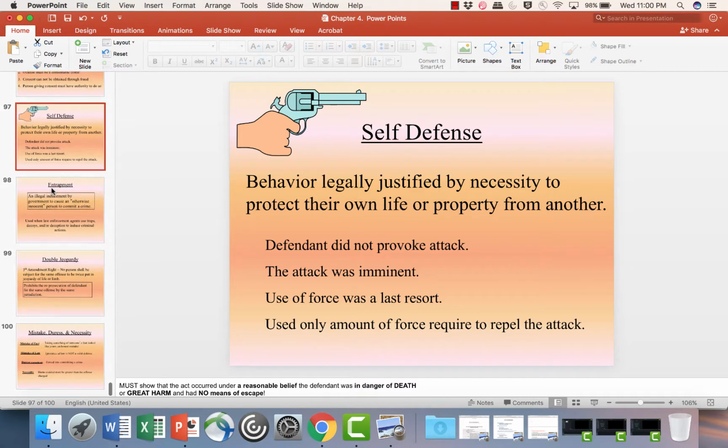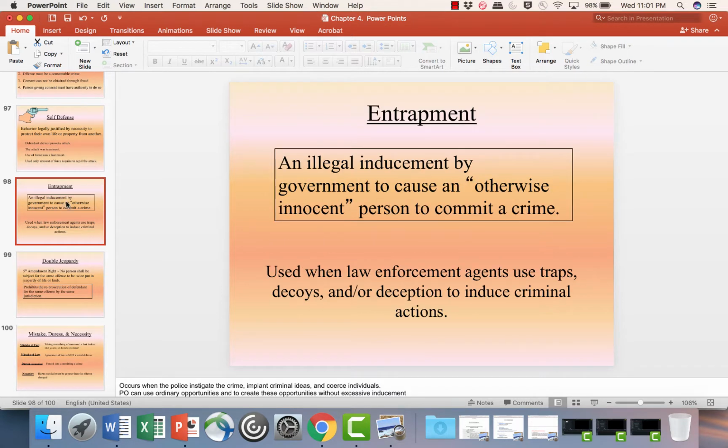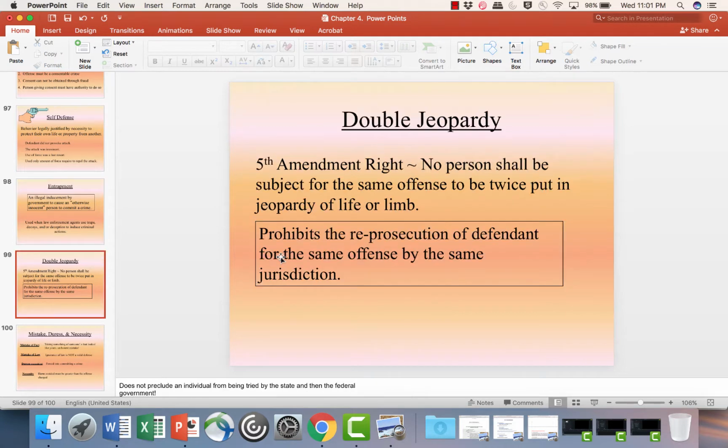Self-defense is behavior legally justified by necessity to protect their own life or property from another. The defendant didn't provoke the attack. The attack was imminent. Use of force was a last resort, and only the amount of force required to repel the attack was used. Entrapment is another legal defense, and this is simply saying that the government caused an otherwise innocent person to commit a crime. It's used when law enforcement agents use traps, decoys, or deceptions to induce criminal actions.